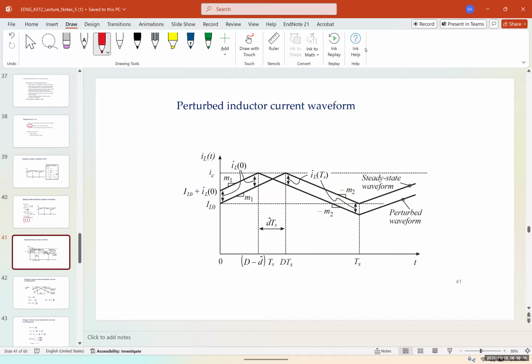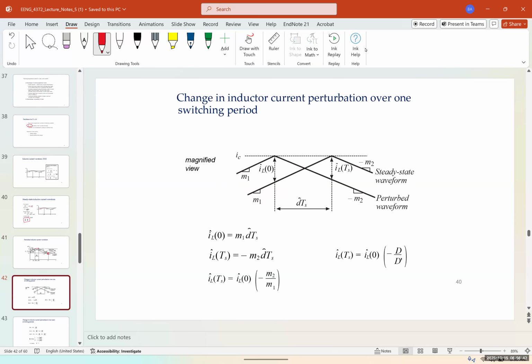And you can see the steady state waveform and the perturbed waveform as well. You can see the small shift between these two, which creates a small current difference between them. And the change in inductor current perturbation over one switching period is shown here.